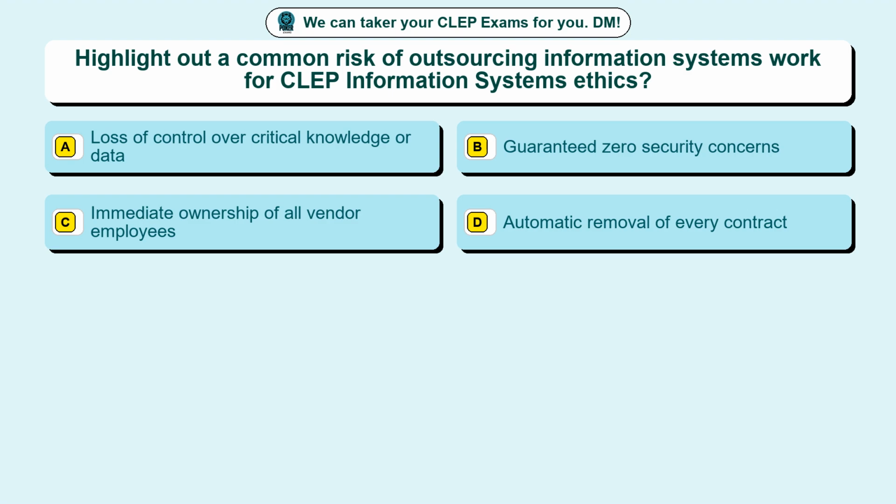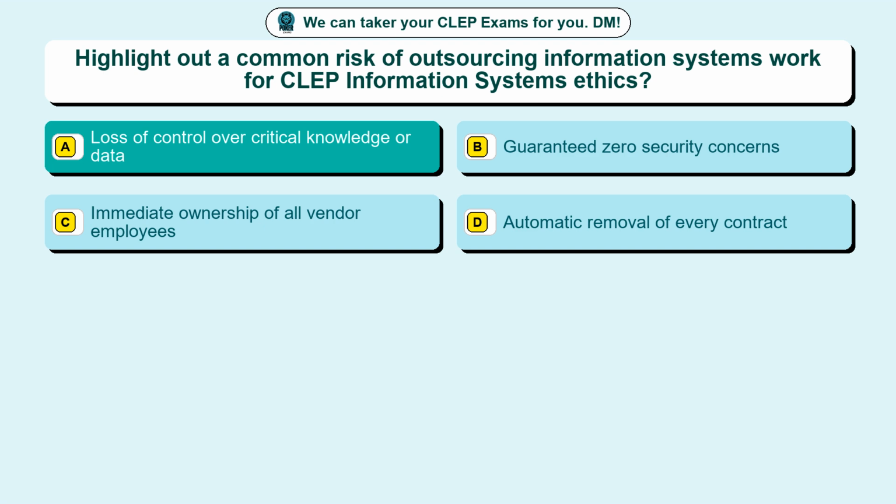Question 96. Highlight a common risk of outsourcing information systems work for CLEP Information Systems ethics. Option A. Loss of control over critical knowledge or data. Option B. Guaranteed zero security concerns. Option C. Immediate ownership of all vendor employees. Option D. Automatic removal of every contract. The correct answer is option A. Loss of control over critical knowledge or data.